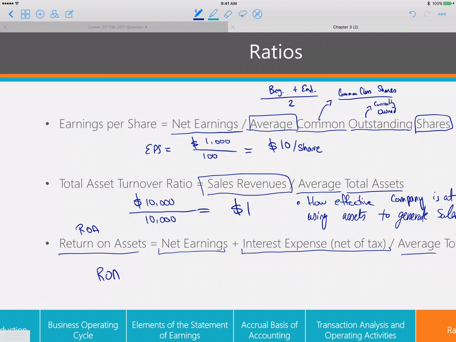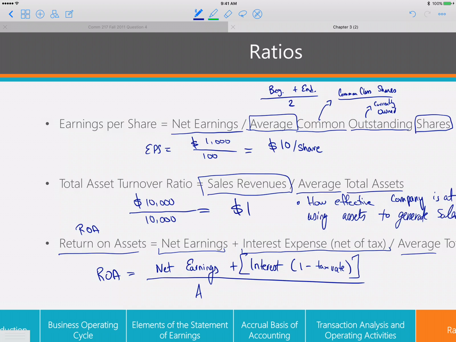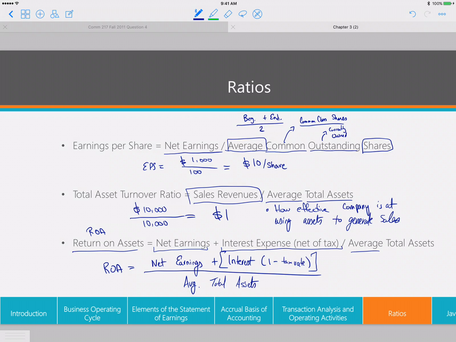So ROA is equal to net earnings plus interest expense. And how do you calculate it net of tax? Well, what you do is you multiply it by 1 minus the tax rate. And that will give you the interest expense net of tax. And you divide that by the average total assets. So these three ratios are very important, and as always, I'm not going to go too into detail about every single ratio. It's important for you to go into your book and to read about it and try practicing them.